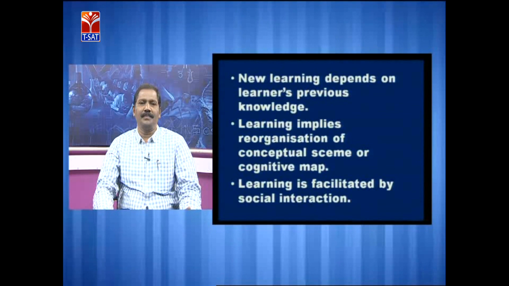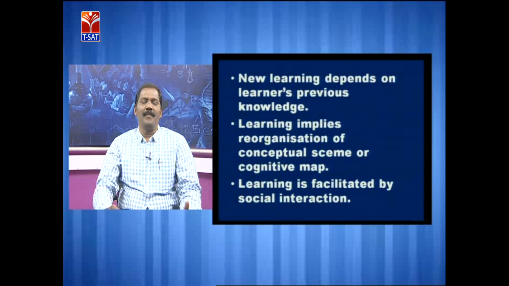As we have discussed earlier, new knowledge is created by integrating the present experiences with the past experiences. Learning implies reorganization of conceptual scheme or cognitive map. So in the process of learning, the children will develop their own schema, their own concept map. They develop this concept map or cognitive map out of their own understanding, which comes out of their own perceptions.